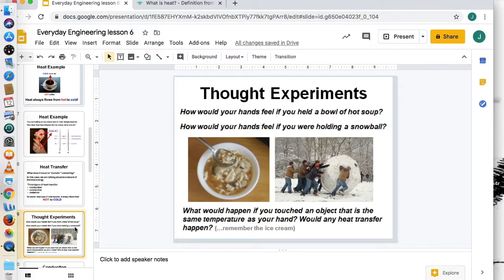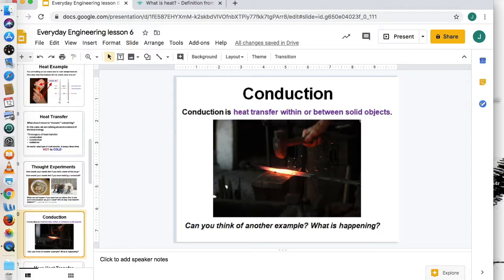If you were touching a hot bowl of soup, the heat from the bowl would be transferring to your hands, and that's why you're feeling that hot sensation. For the snowball, your hands are transferring the heat towards the very cold snowball. And if you were touching something that was about the same temperature as your hand, no heat transfer would happen because it's both the same.